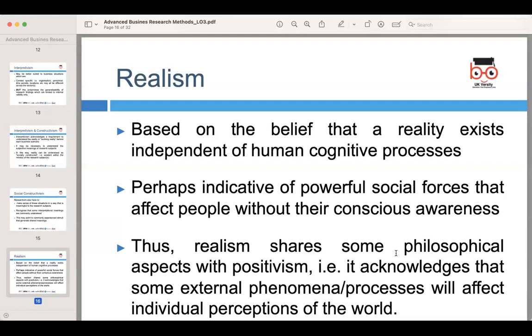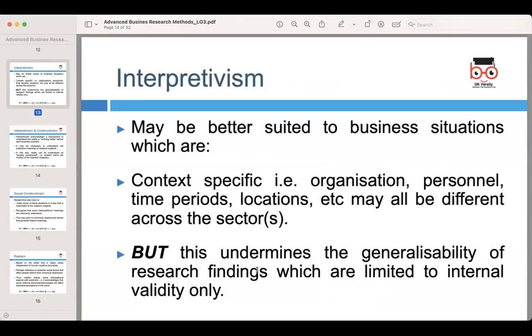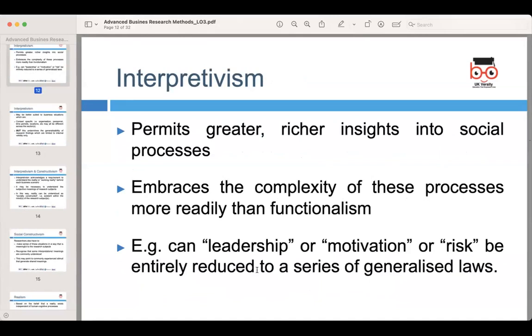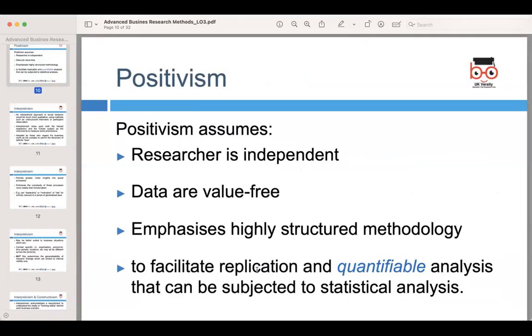It is important to note that these three philosophies are not mutually exclusive, and researchers may adopt different aspects of each, depending on their research goals and the nature of the research topic. The choice of research philosophy should align with the research questions and the desired outcomes.